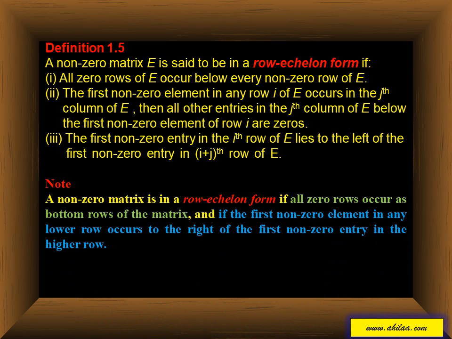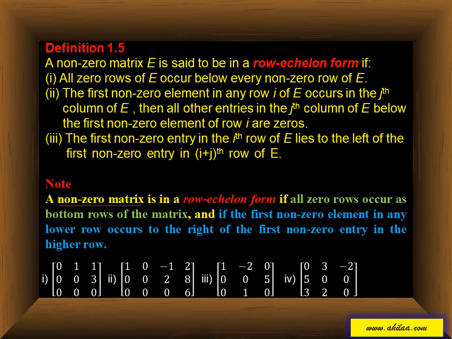Note: a non-zero matrix is in a row-echelon form if all zero rows occur as bottom rows of the matrix, and if the first non-zero element in any lower row occurs to the right of the first non-zero entry in the higher row. Simply saying, the bottom rows should be zero rows. Okay, so see the 4 examples here. When we see the first matrix, we have the third row 0 and the leftmost elements are 0 as per the second and third conditions. So, it is in row-echelon form.